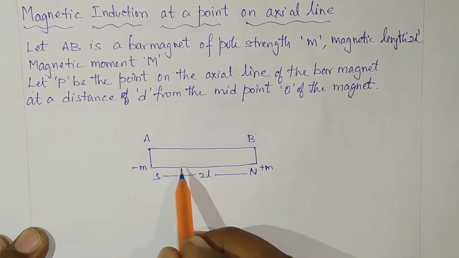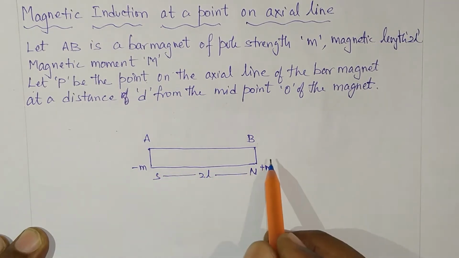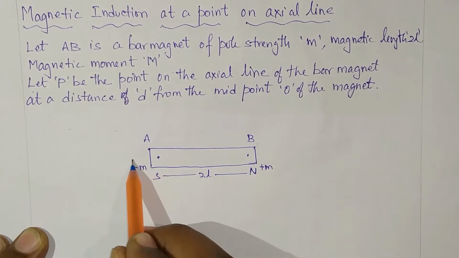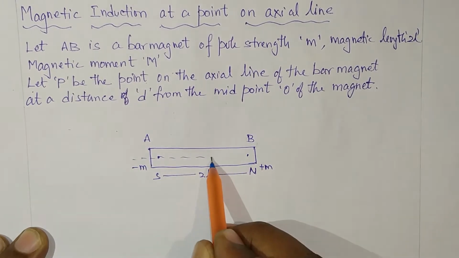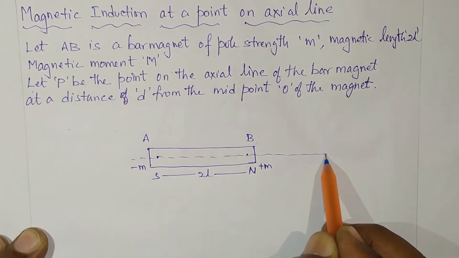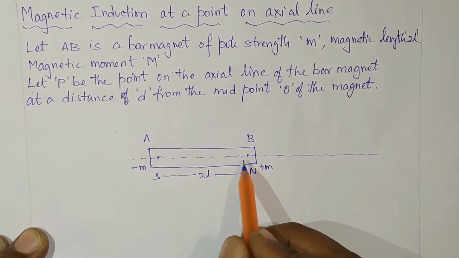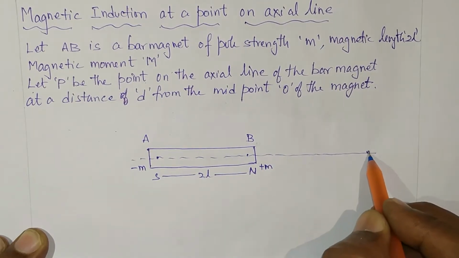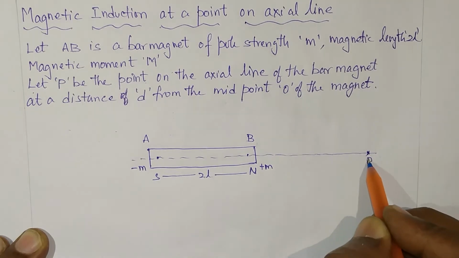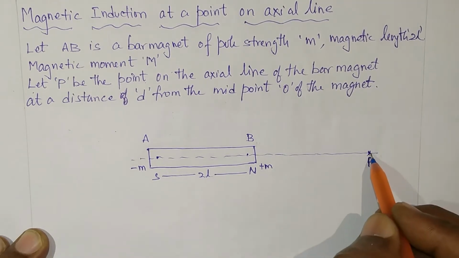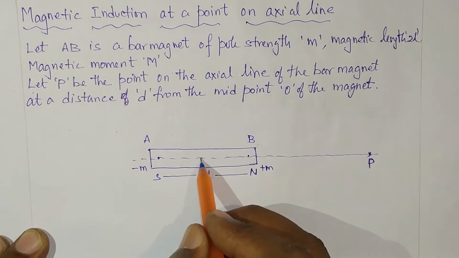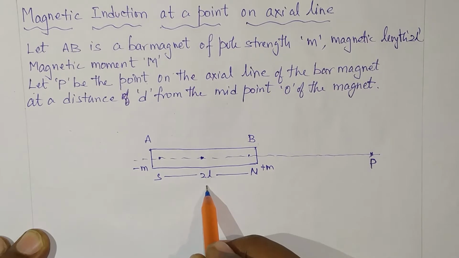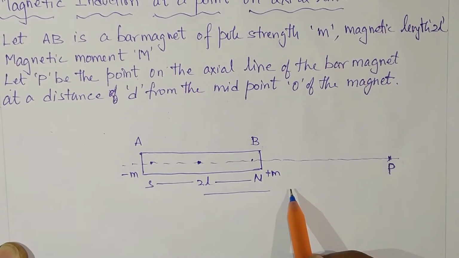Now I want to calculate the magnetic induction at a point on the axial line. What is the axial line of a bar magnet? The line that is passing through the poles of a magnet is called as axial line of a bar magnet. Now I want to calculate the magnetic induction due to this bar magnet at a point P. Let me name this point as P on the axial line. So let the distance of this point P from the center of this bar magnet be d. I will consider this distance as d.